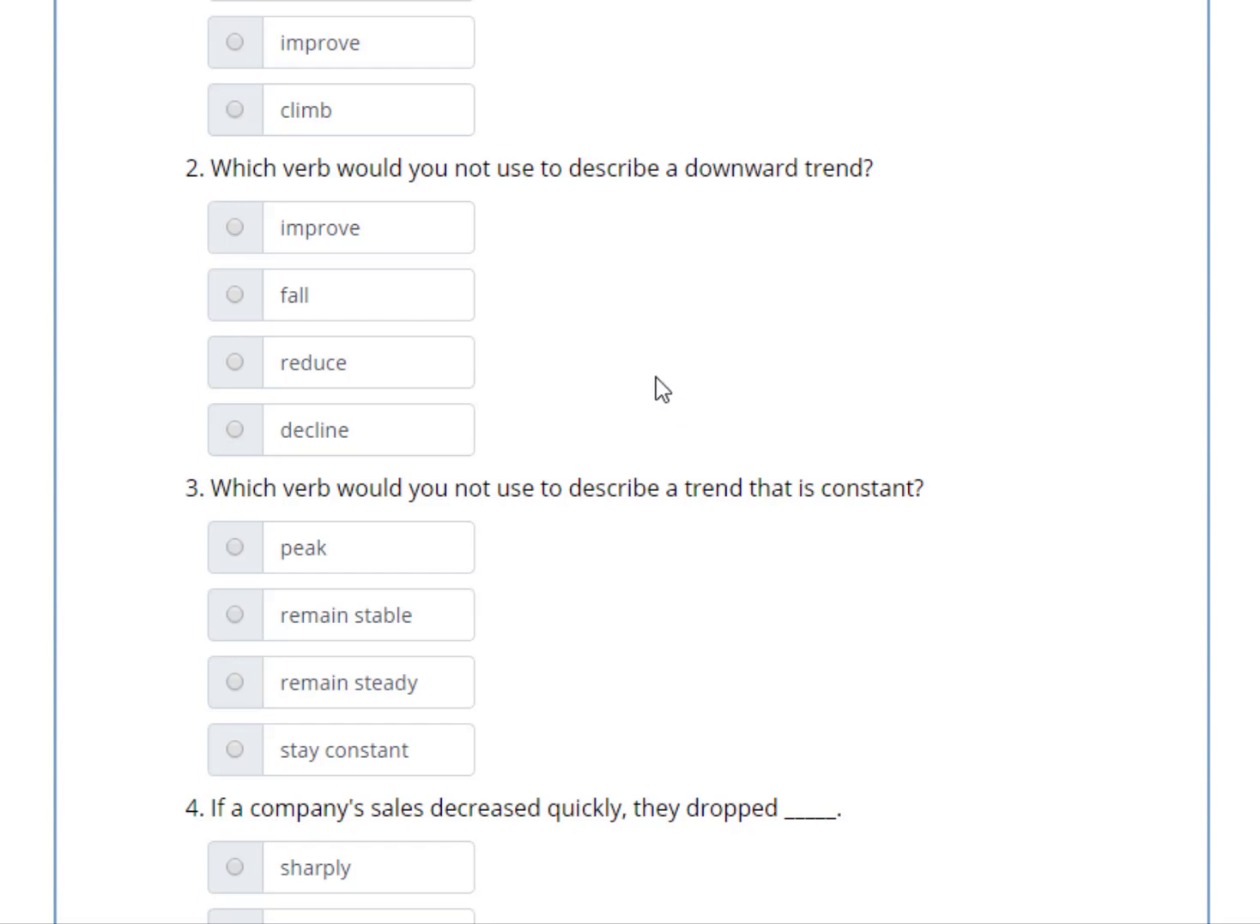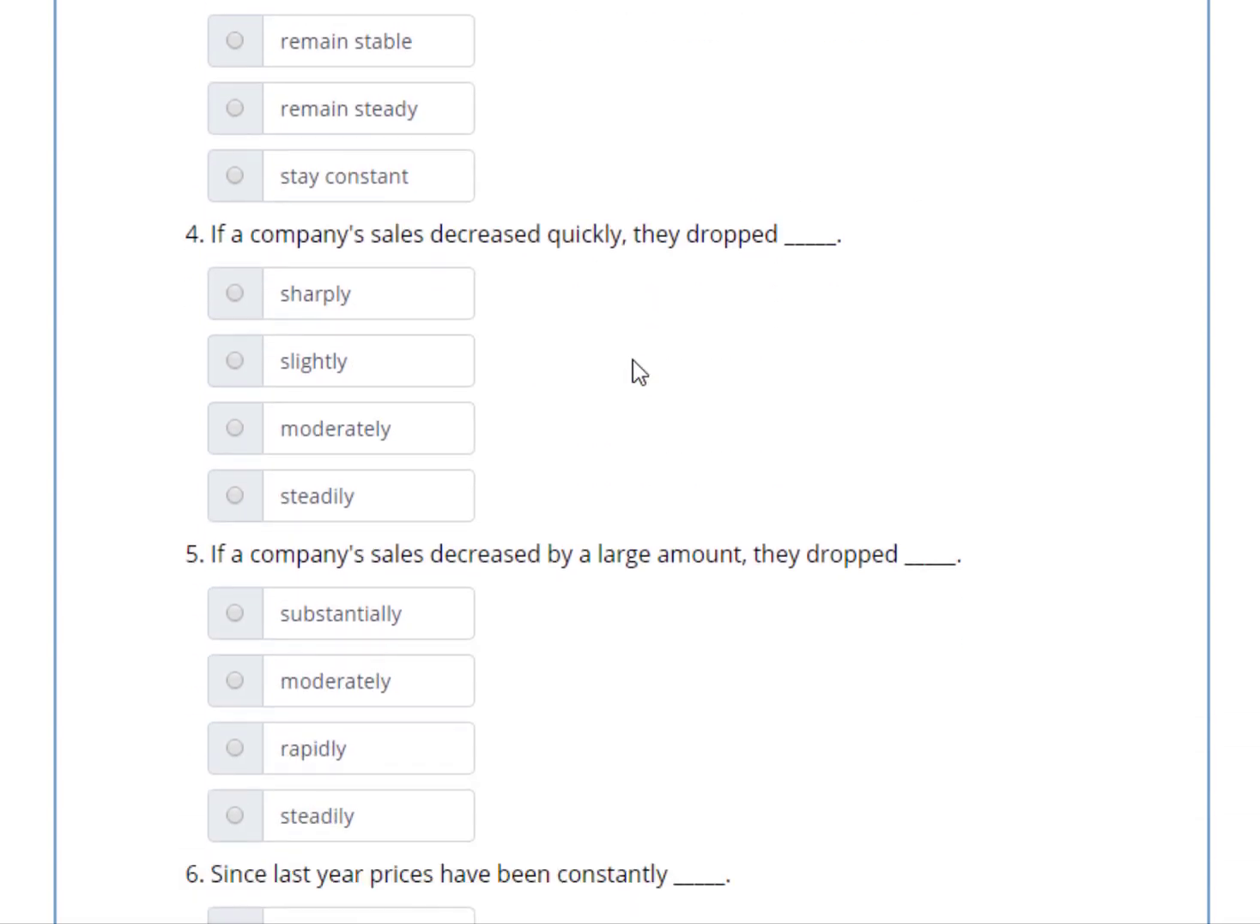How about this question? Which verb would you not use to describe a downward trend? Would it be improve, fall, reduce, or decline, right? So which of these is not downward? And here's a clue for you. Notice how some of these words seem similar in nature. If you know the meaning of the word, then you might know that some of these words are close in meaning, which I'm not going to tell you because that would be spoiling.